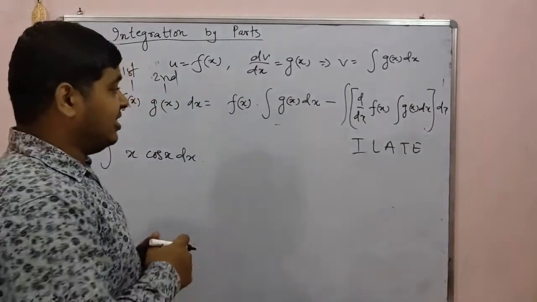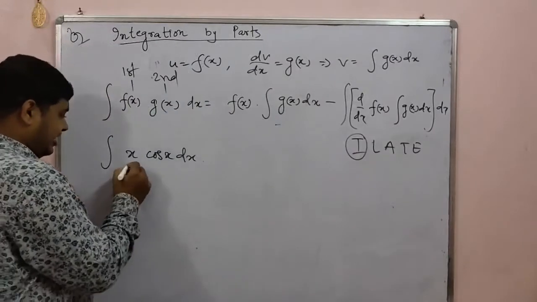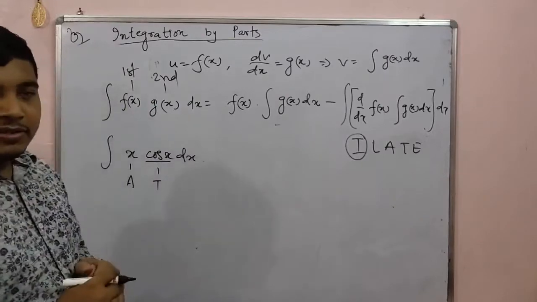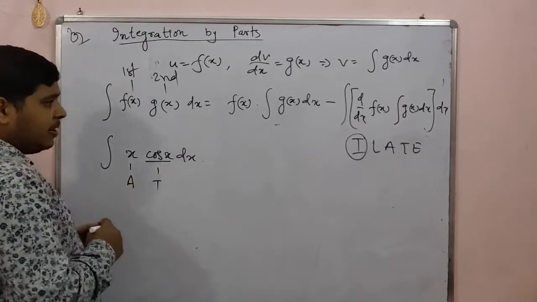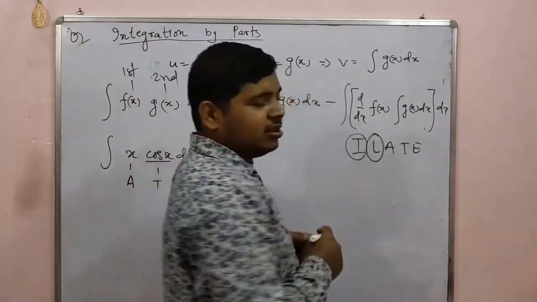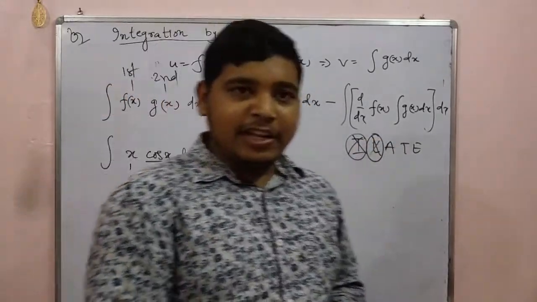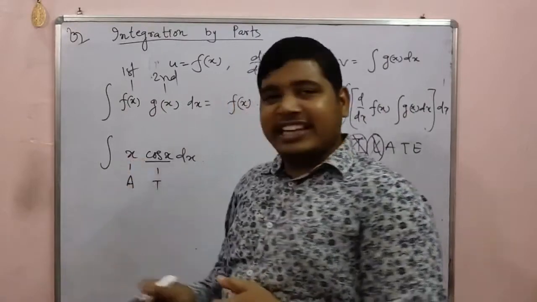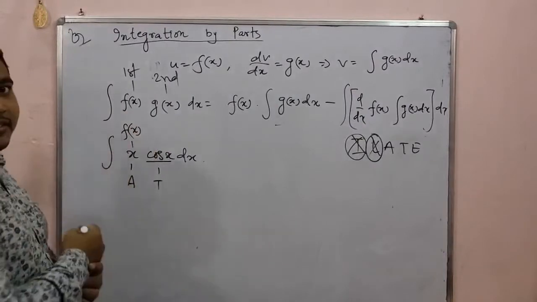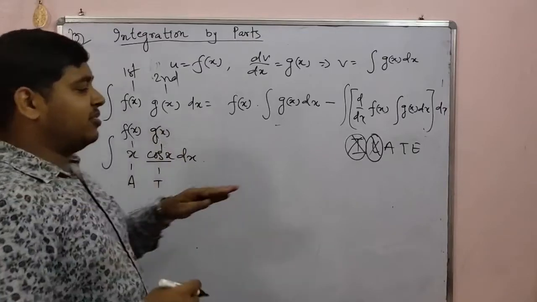So we choose the first function as, is there any inverse trigonometric function? No, x is an algebraic function and cos x is a trigonometric function. So we cannot choose an inverse trigonometric function. Next, is there any logarithmic function? No. Is there any algebraic function? Yes, x is an algebraic function. So x is f of x. First function is x and second function is g of x, that is cos x, a trigonometric function.